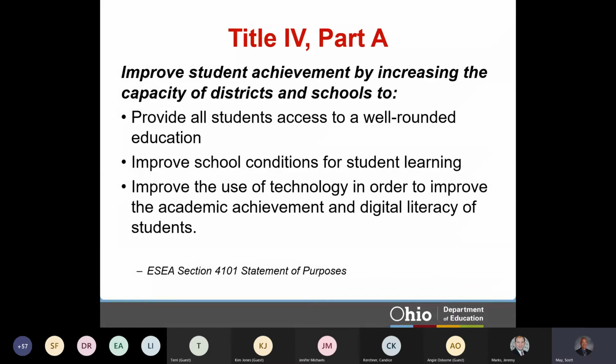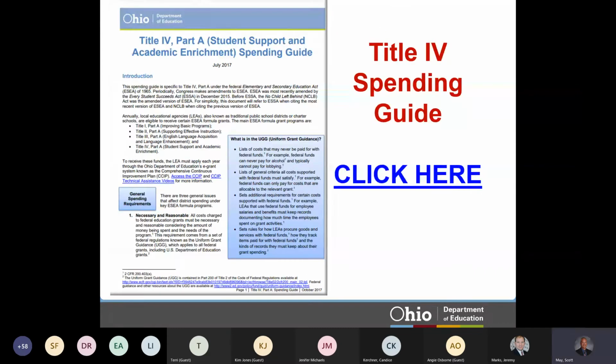Title IV, Part A is improving student achievement by increasing the capacity of students and districts to provide all students access to a well-rounded education, improve school conditions for student learning, and improve the use of technology in order to improve the academic achievement and digital literacy of students. There are 3 different sections. I have to be honest, this is one of my favorite grants out there because it has so many allowable activities, especially in the educational culture that we're going through right now.